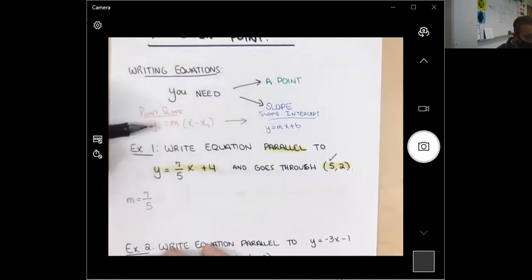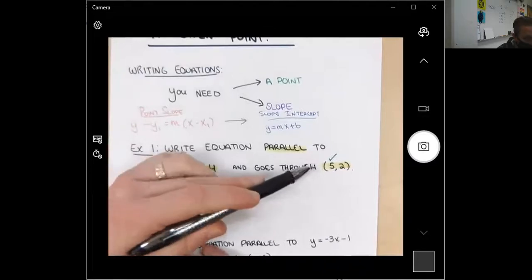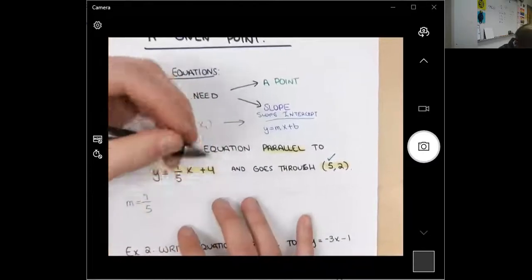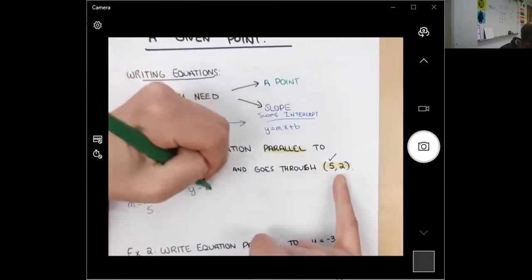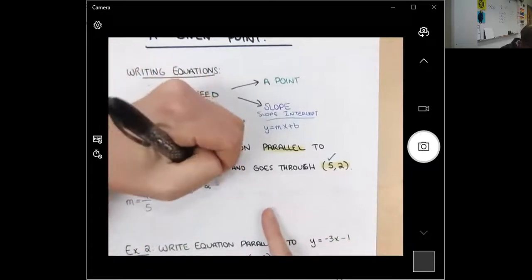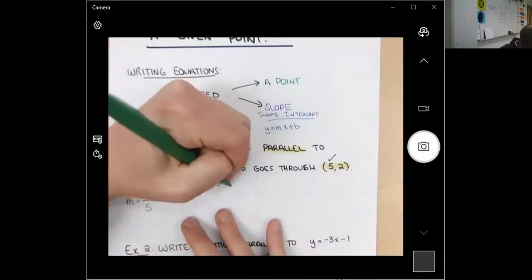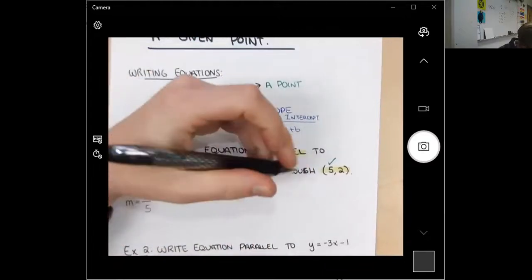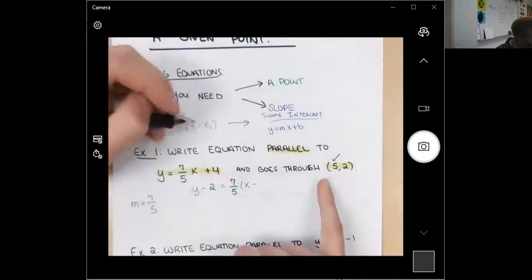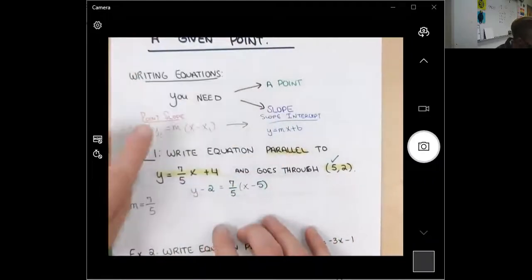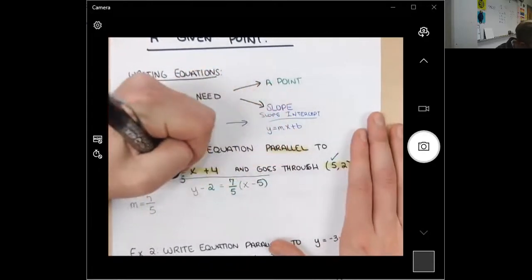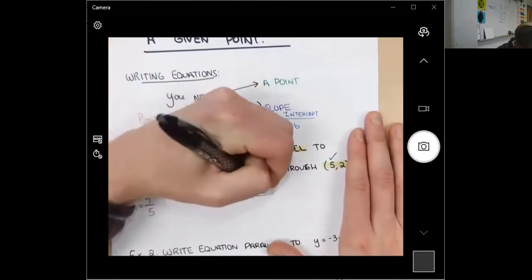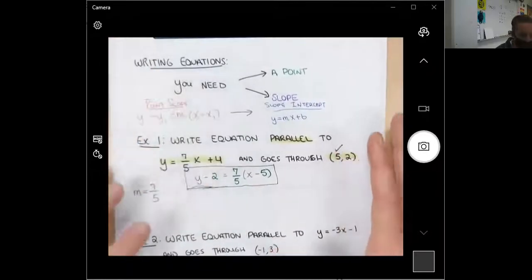So now what I'm going to do is take my slope and take my point and plug it into point slope form. So I'll get y minus 2 equals 7/5 times x minus x1, which will be 5. So I took my slope, x1 and y1 plugged in. So technically, we are done, right? If all it says is write the equation of a line parallel to that equation and goes through this point, we've done that. That would be an answer there.